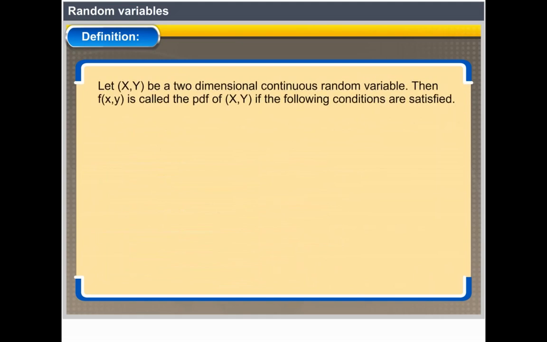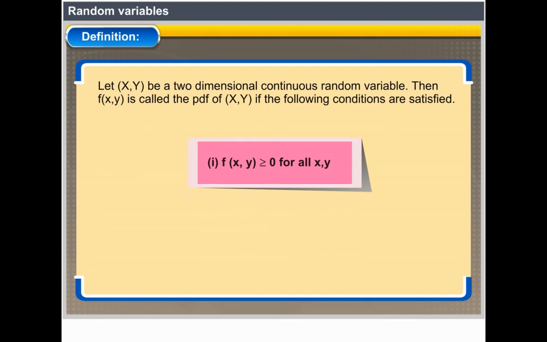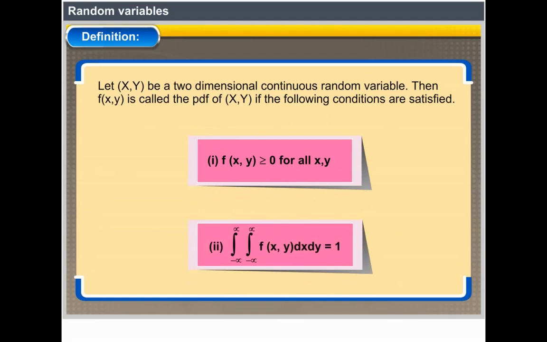Definition. Let (X, Y) be a two-dimensional continuous random variable. Then f(x, y) is called the probability density function of (X, Y) if the following conditions are satisfied. Subdivision 1: f(x, y) ≥ 0 for all (x, y). Subdivision 2: integral from minus infinity to plus infinity, again integral from minus infinity to plus infinity, f(x, y) dx dy = 1.